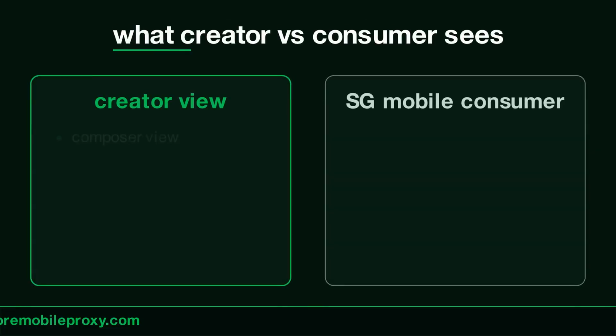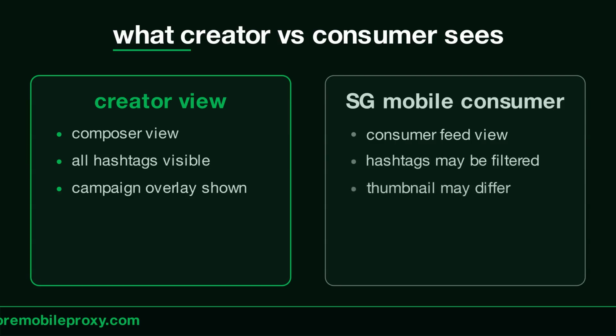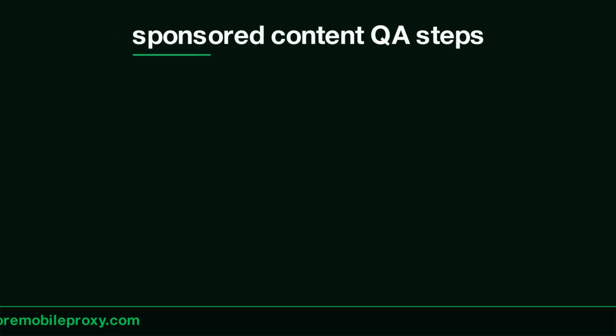Influencer campaigns on TikTok and Instagram show different surfaces depending on the viewer. The post the creator sees in their composer is not the same as what an SG mobile user sees in their feed. Hashtags get filtered. The post may or may not show in the discovery feed. The thumbnail may or may not have the campaign overlay.